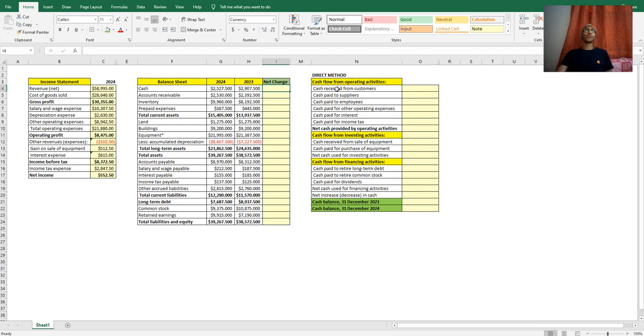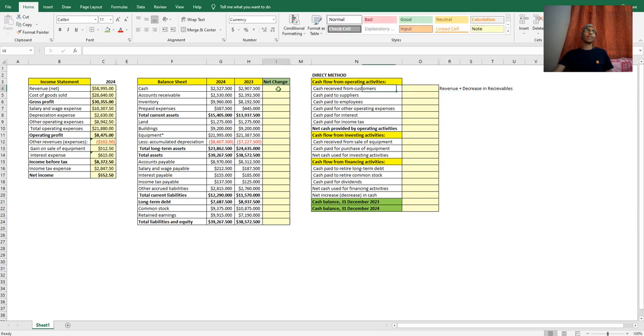So first, cash received from customers. This is basically revenues plus decrease in receivables or minus increase in receivables. So you have to first see whether receivables have increased or decreased. Let us write it. Cash received from customers is revenue plus decrease in receivables or minus increase in receivables.